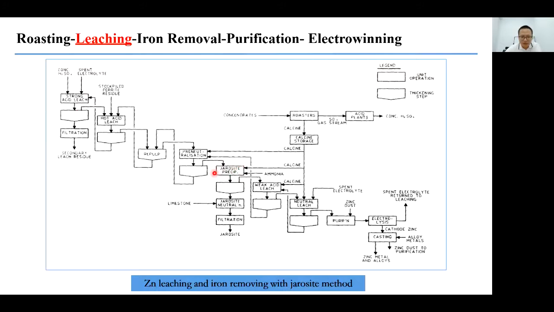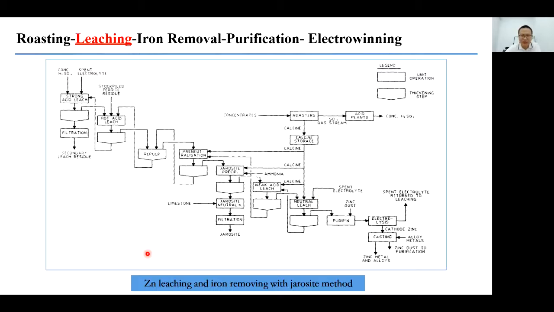And we can get a jarosite, which is an iron mineral. So iron is separated in the form of jarosite, and zinc is recovered as cathode zinc, and the sulfur is recycled as sulfuric acid. So there are three major elements in zinc production. And some other elements like copper can be recycled in the purification stage.